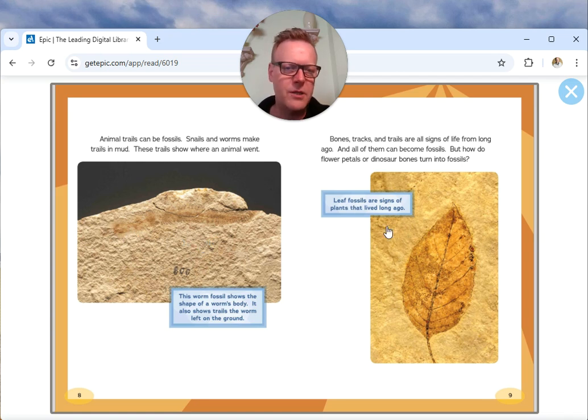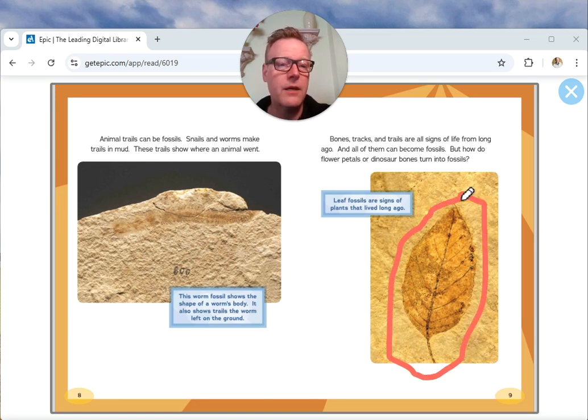Check out this over here. This is pretty cool. It says bones, tracks, and trails are all signs of life from long ago. And all of them can become fossils. But how do flower petals or dinosaur bones turn into fossils? Man, that's a great question. Right here, you guys can see a leaf fossil embedded in the stone. Super cool stuff.